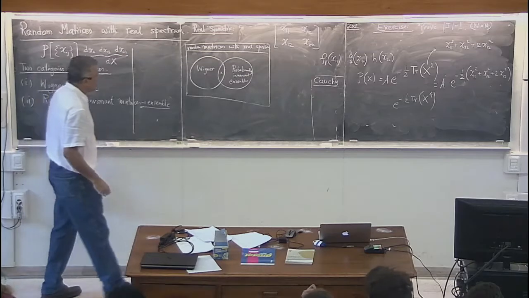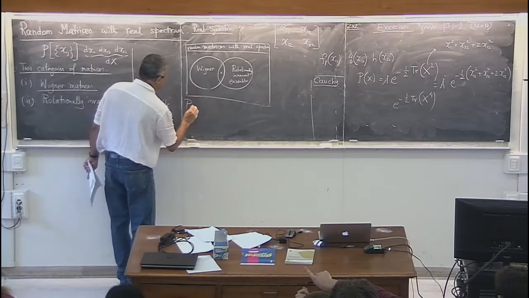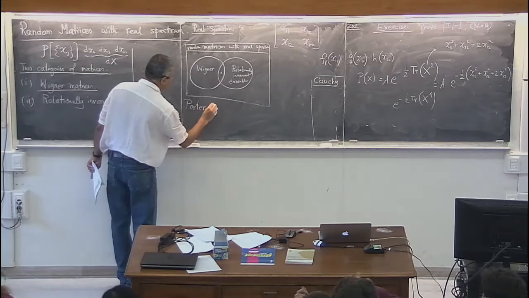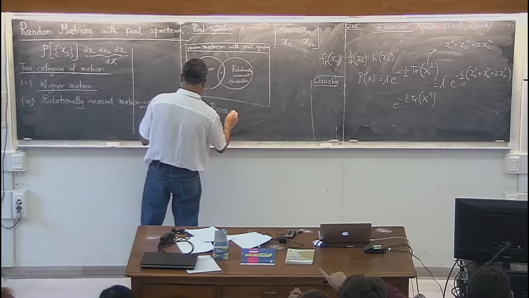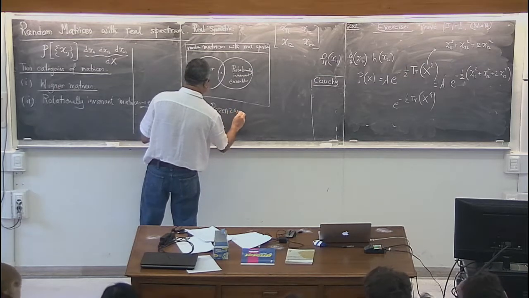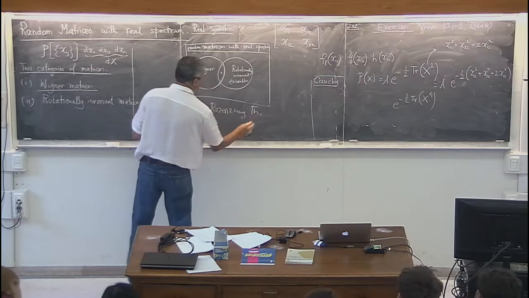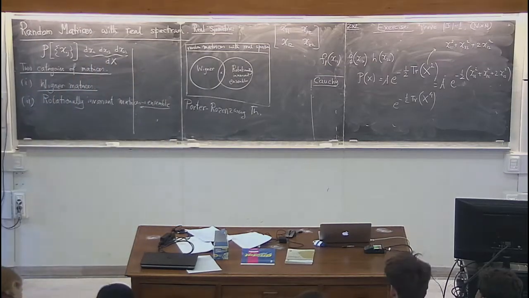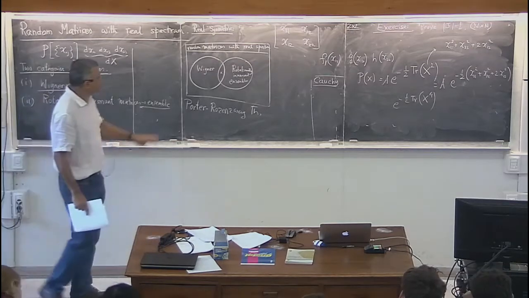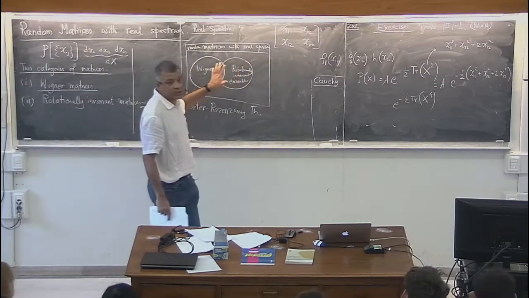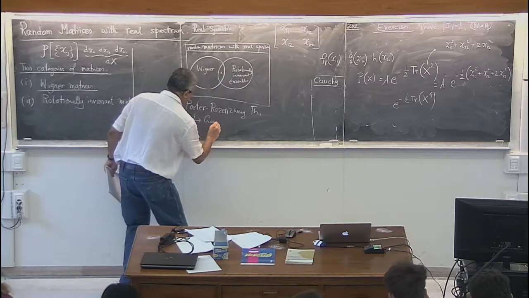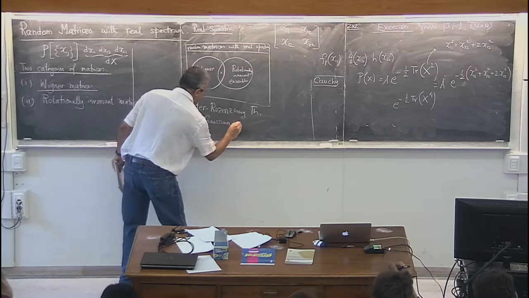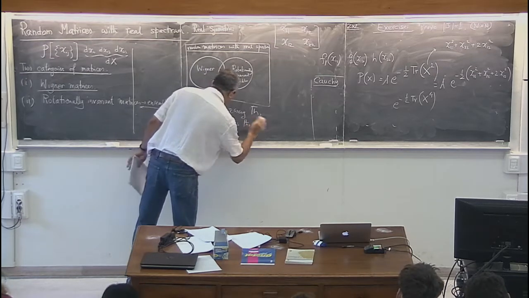But now comes an interesting theorem due to Porter and Rosenzweig, which says that the Gaussian is the only one. There is no other distribution you can think of which is Wigner, that is independent, as well as rotational invariant. So Gaussian is the only one. The proof of this theorem is not that difficult, but I will not do it here.